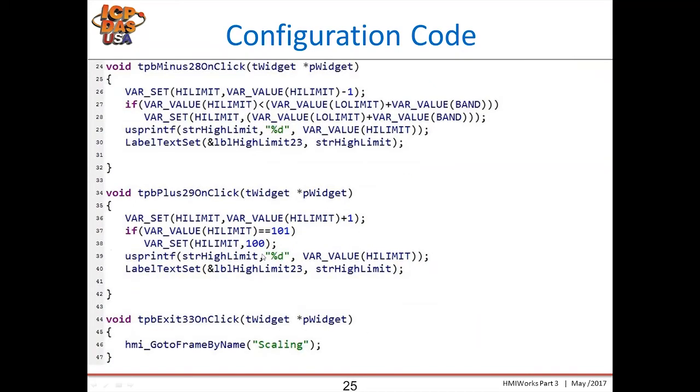Similar for the high limit, when pressing the minus, we will check if it is 20 higher than the low limit. And when pressing the plus sign, we will let it increase until 100. Finally, we will add the push button code to go back to the scaling screen.